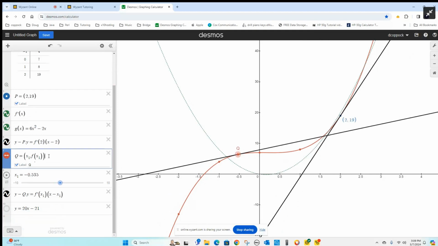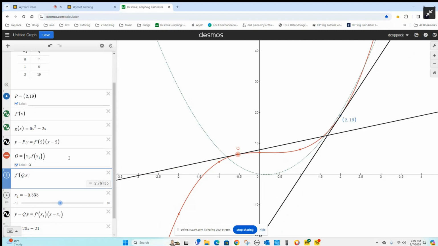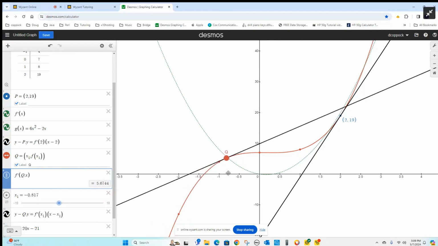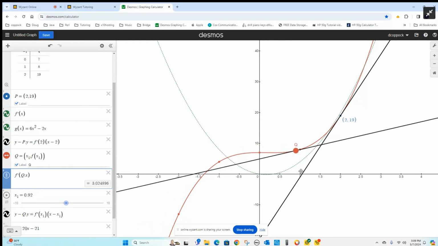And if you want to, you can say what's f prime of q dot x. That's the slope of the tangent line right now. And then, of course, that changes as we move the point. See, it's getting pretty steep there. It's getting to a point where maybe the slope is 0. And then it starts going back up in slope, steeper and steeper. There it is, about the 20.